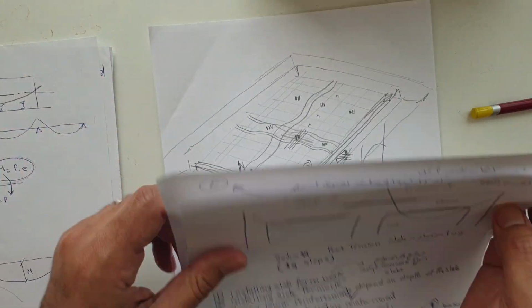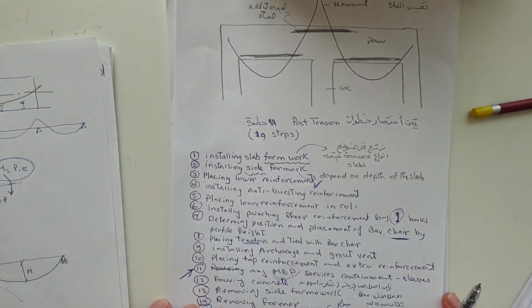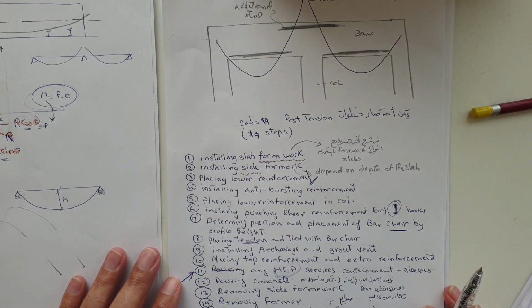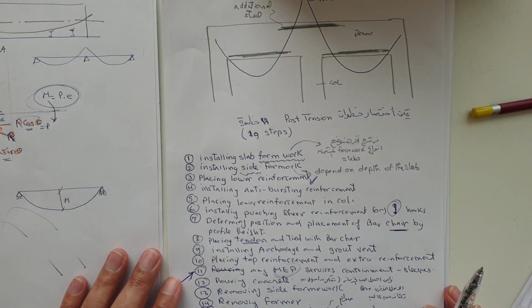So as we said, the post tension slab is a very important kind of slab, and this is the difference between post tension slab and pre-tension slab or pre-tension concrete.